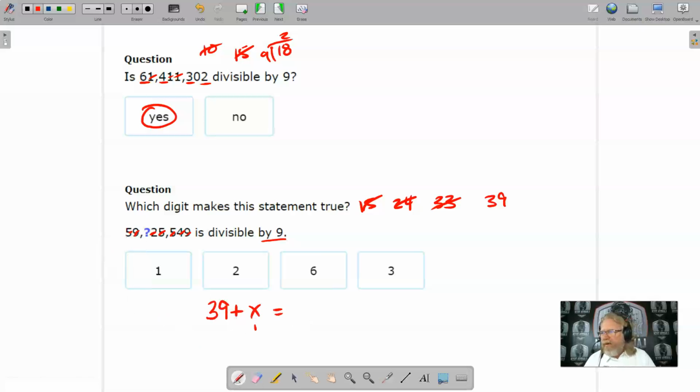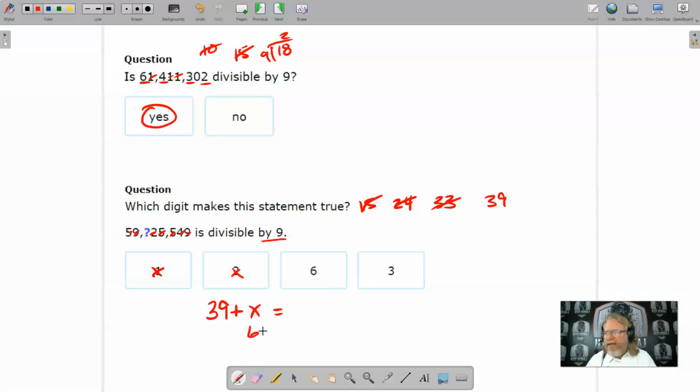So what if this number were 1? Then we would have 40. Will 40 divide by 9? No, it will not, because 4 plus 0 equals 4, and 4 won't divide by 9. What if it were a 2? 39 plus 2 is 41. Will 41 divide by 9? We can use that same trick of adding the numbers together. 4 plus 1 is 5, and 5 won't divide by 9. So 41 won't divide by 9. If 41 doesn't divide by 9, then that whole number won't divide by 9 either. So 2 didn't work either.